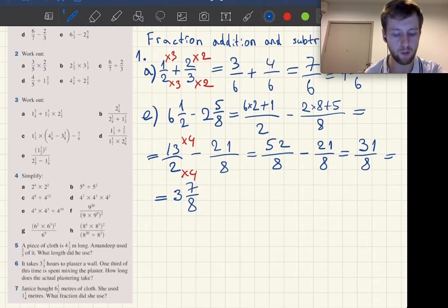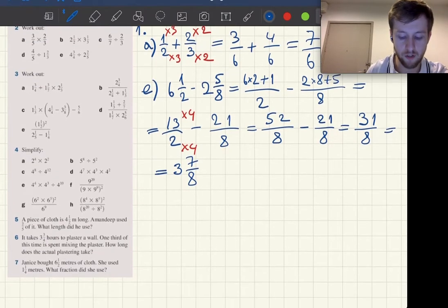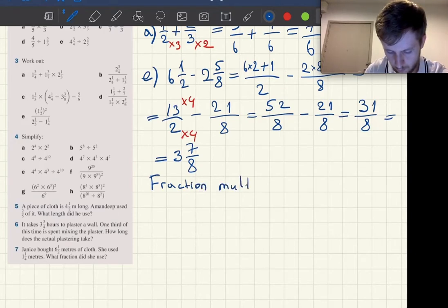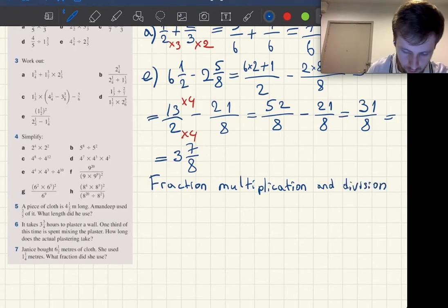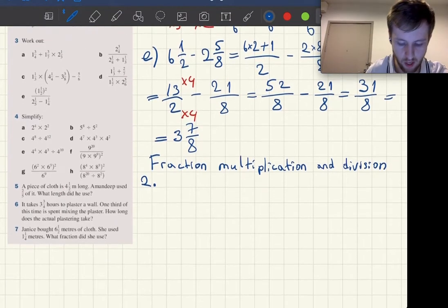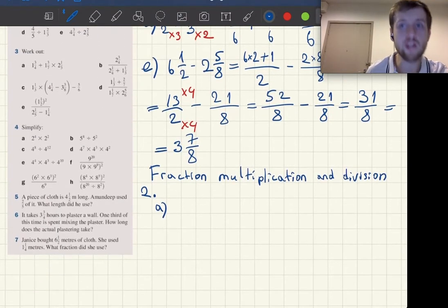Let's get to number 2. Number 2 is multiplication of fractions and division. So let's write it down: fraction multiplication and division. And let's do number 2. And again, we're going to do A. Let's do A, the easy one. Multiply the fraction, easy as pie.